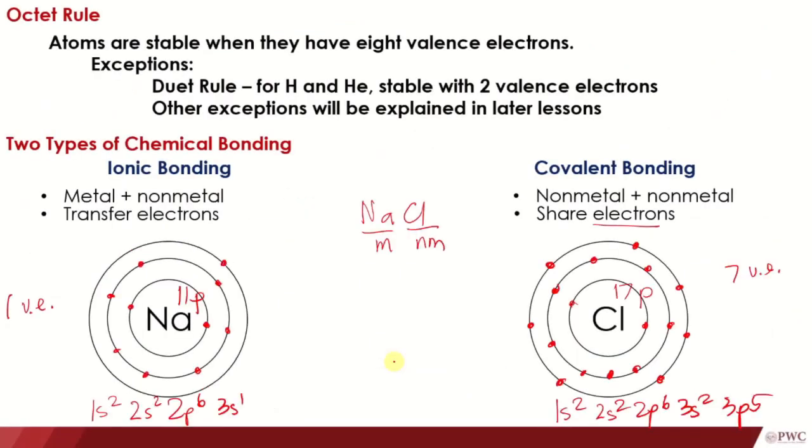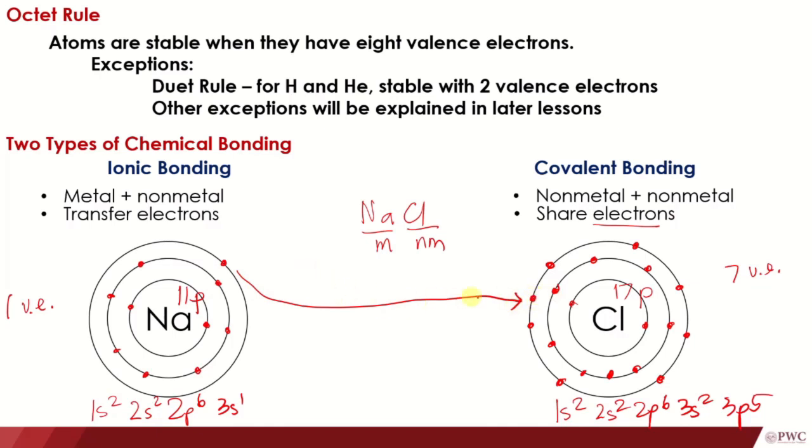So let's go back here. Again, this one is an ionic compound. It's the bonding between a metal and a non-metal. And in this case, there is a transfer of electrons. The metal will donate its electron to the non-metal. So in this case, sodium will donate its one valence electron to the Cl. So this will donate this electron to Cl.